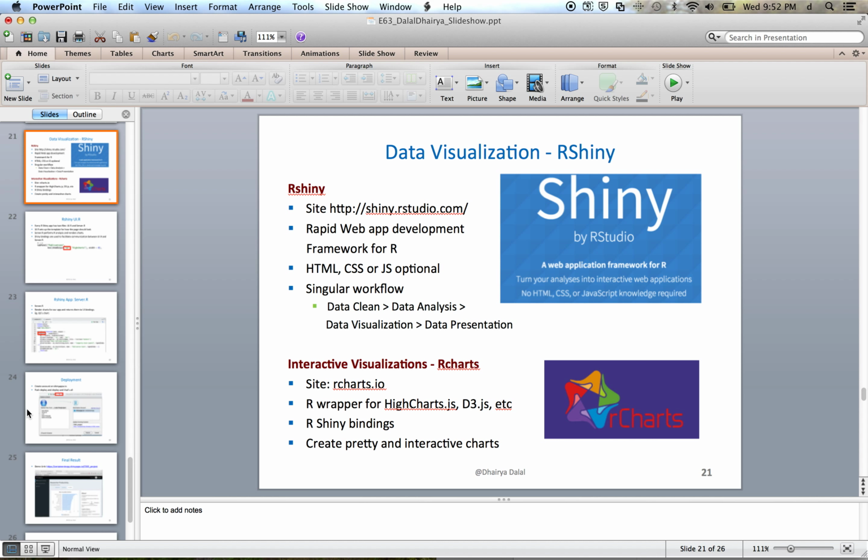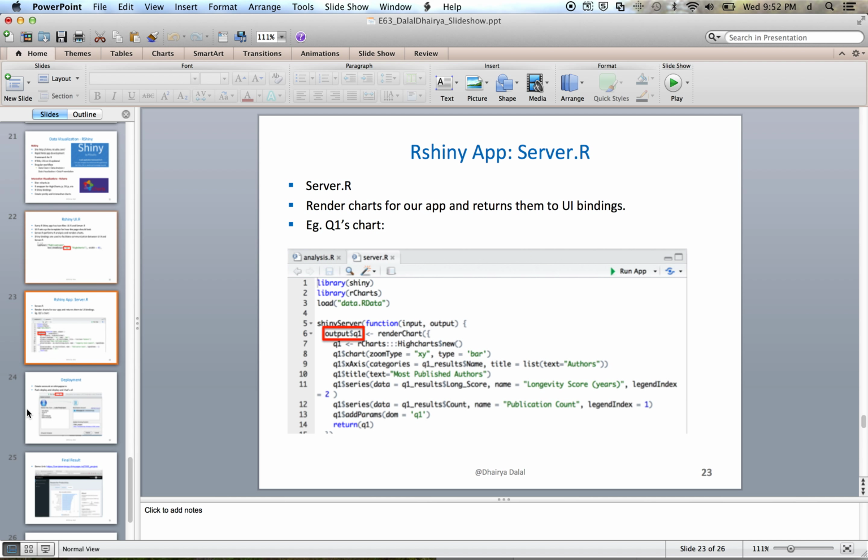Finally, I created an R Shiny app to take all my findings and put them together, and then I published the R Shiny app on shinyapps.io, and that's my short presentation.